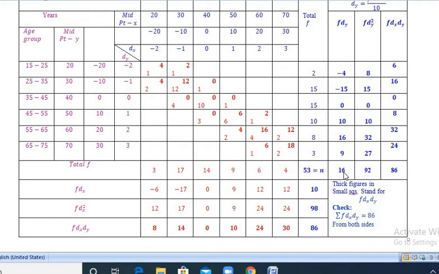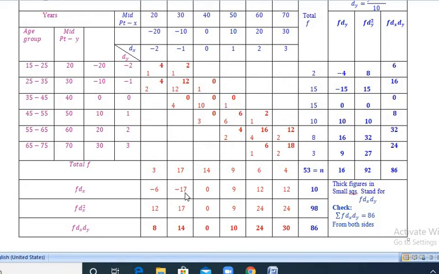And then the product f dx square. Here we have the data for f dx, it is multiplied by dx. That is minus 6 is multiplied by dx, that is minus 2, it becomes 12.